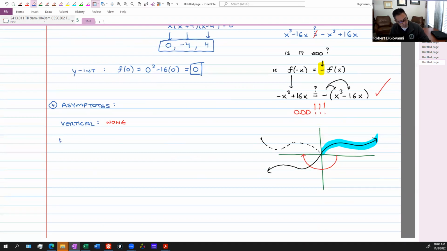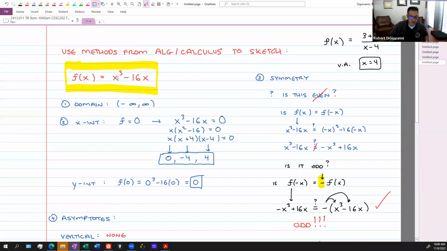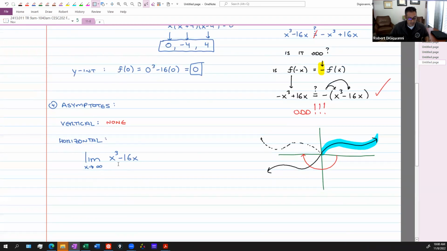Now for horizontal, I'm going to use calculus for this. I'm going to take the limit as x goes to infinity of the original function. So what I'm saying is, if you look at this original function, I want to know what's happening as you go out to the right forever. Like, what does it do, right? Does it go out, does it flatten out? What happens? So you take the limit. This will tell you what's happening out the right side.